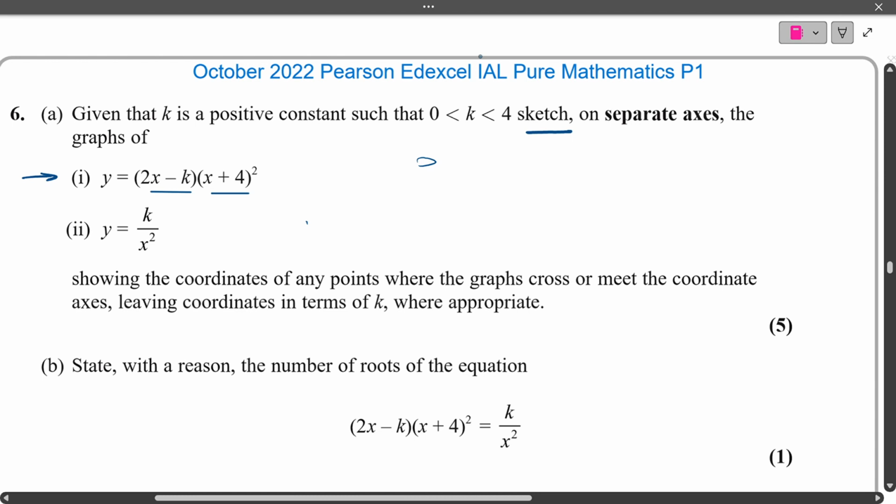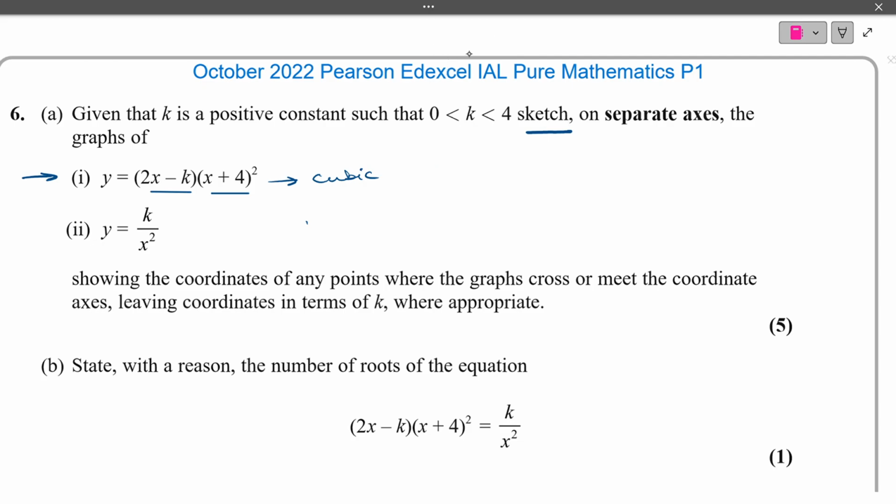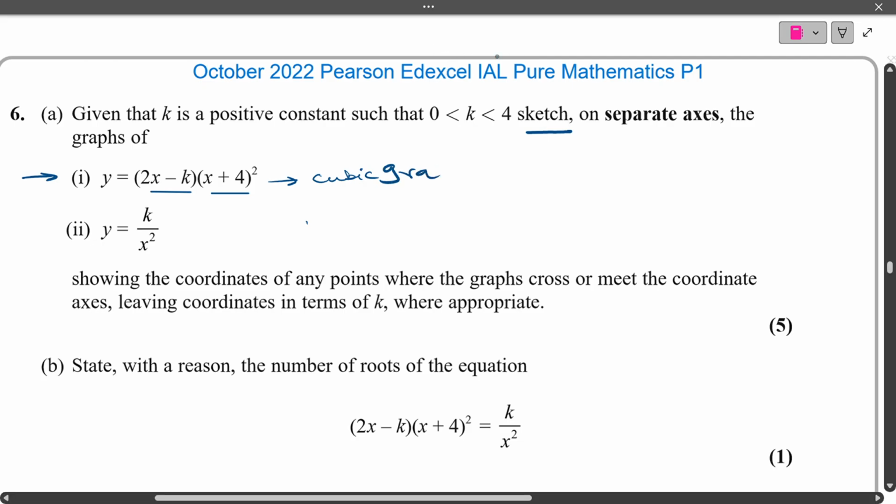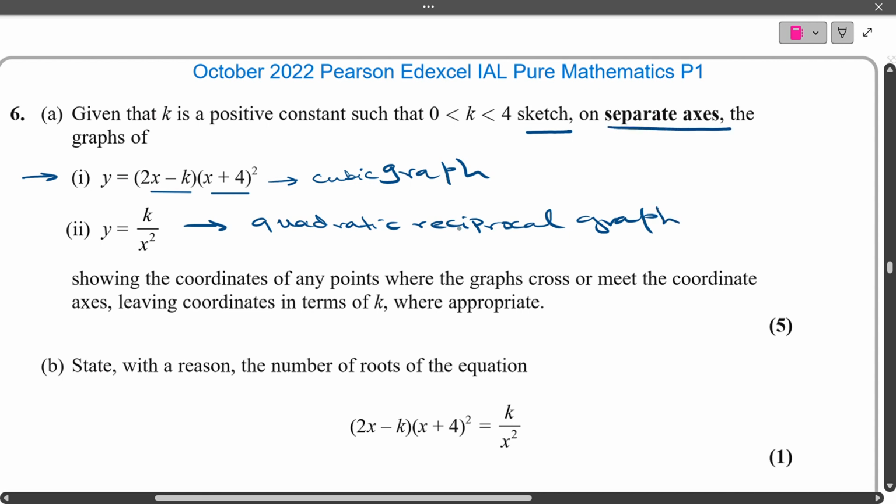Okay, so 2x minus k into x plus 4 squared, this is basically a cubic graph. If you multiply it out, you'll get a cubic equation. And the next part is y equals k over x squared, and this is a quadratic reciprocal graph. They said sketch on separate axis, so it means that I will draw a separate axis for the cubic graph and another axis for the reciprocal graph.